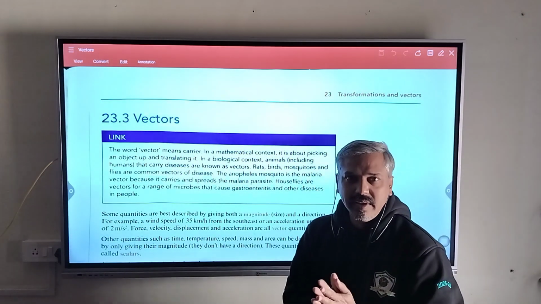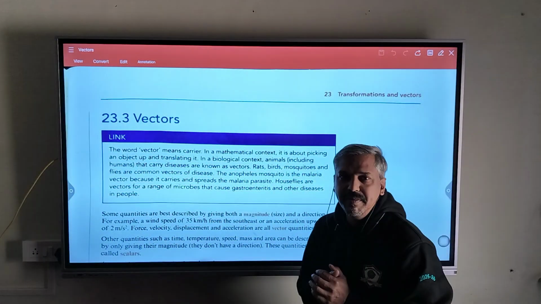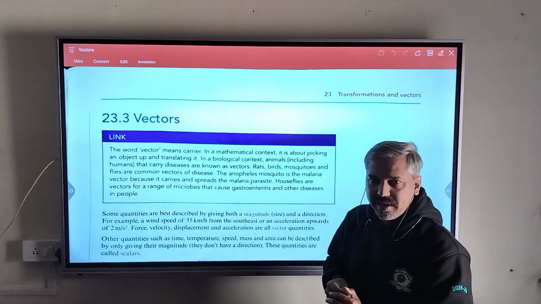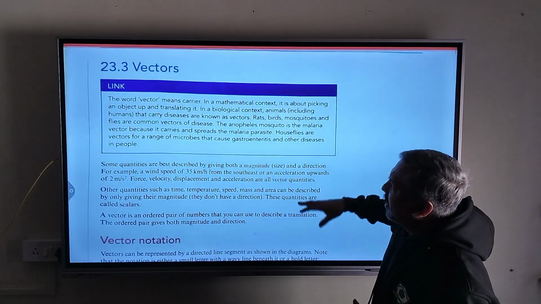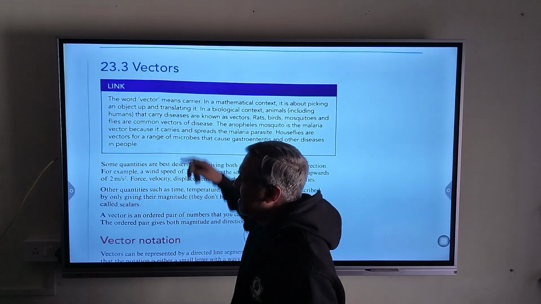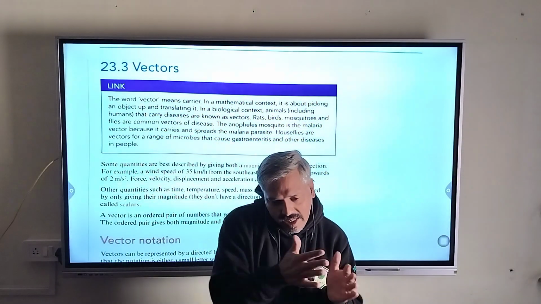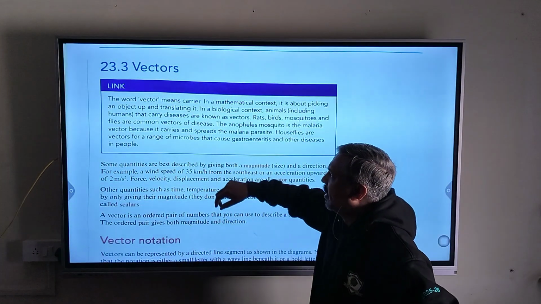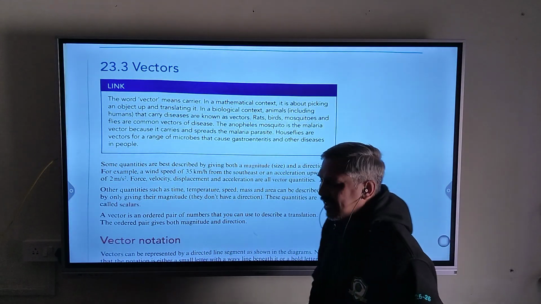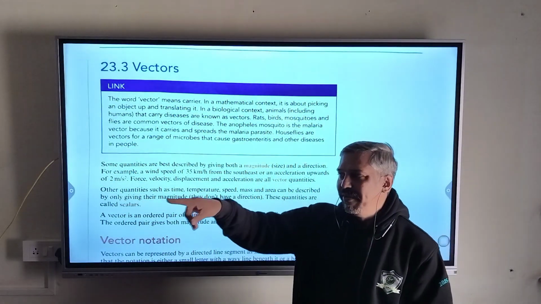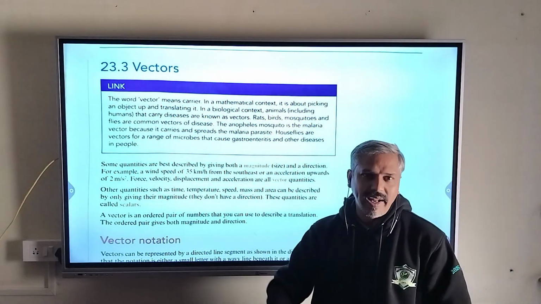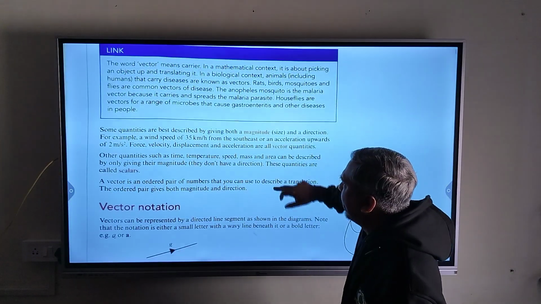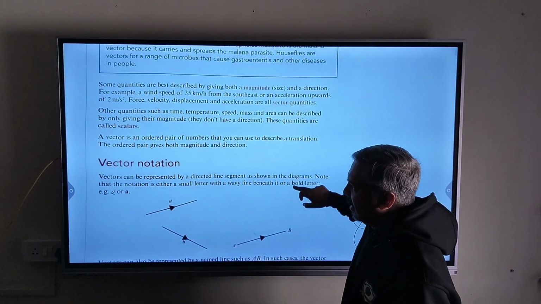Good afternoon. So we'll now deal with the second half of the chapter, that is called vectors. Now what is a vector? By definition, a vector means a carrier, something that will take something from one place to another. In a mathematical sense, it gives a direction, something that shows us a direction with some magnitude, and that is called a vector.